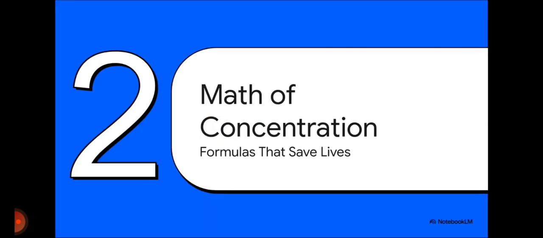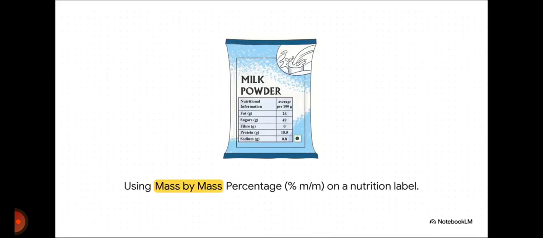Let's move on to section 2, the math of concentration, formulas that save lives. So our first formula here is mass by mass percentage. Basically, it tells us exactly how many grams of a solute are present in 100 grams of the total solution. And guess what? You use this all the time without even realizing it.